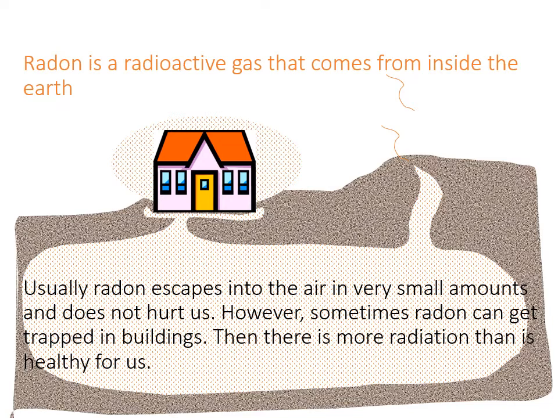Another place where radiation is coming from is radon gas. That's coming from a rock inside the Earth that is decaying, and then the gas comes out of the Earth. Look here, we've got a house on top of some rock, and you can see the gas seeping out. Usually radon escapes into the air in very small amounts and doesn't hurt us. It goes into the air, disappears. However, sometimes radon can get trapped in buildings and then it can't escape, and then there can be more radiation than is healthy for us.